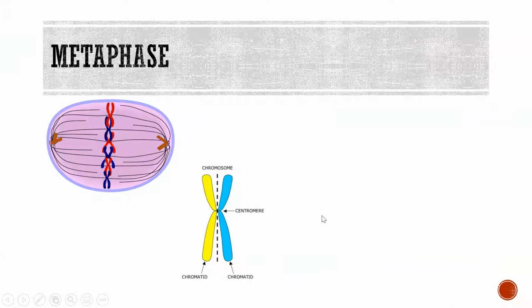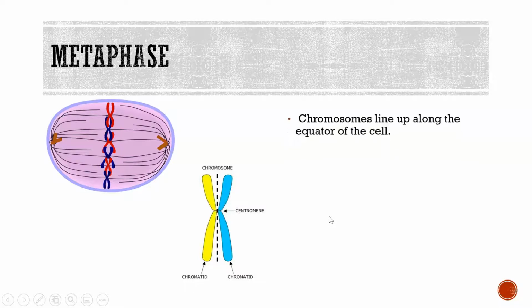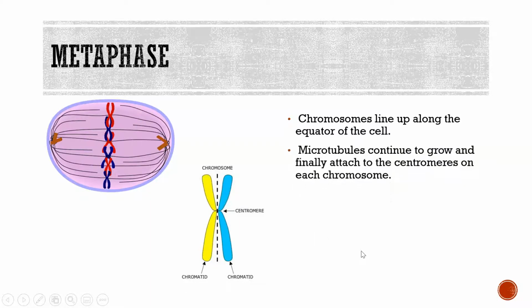From the prophase, we move on to the metaphase. At this point, our chromosomes are lining up along the equator of the cell, so that being the center of the cell. The microtubules continue to grow until they finally attach themselves to the centromeres, which is the central part of the chromosomes.